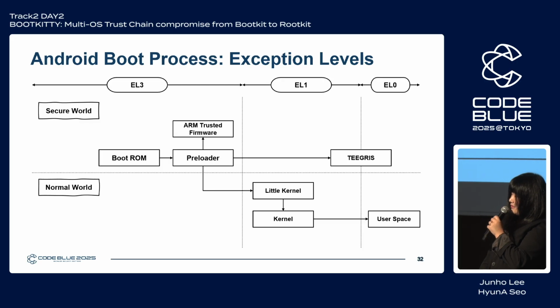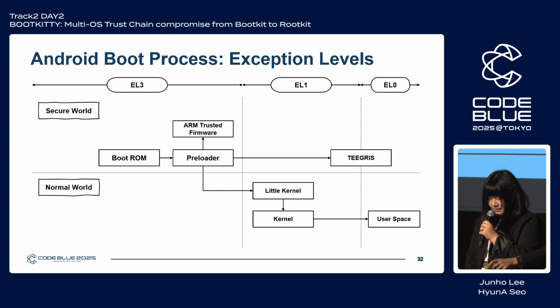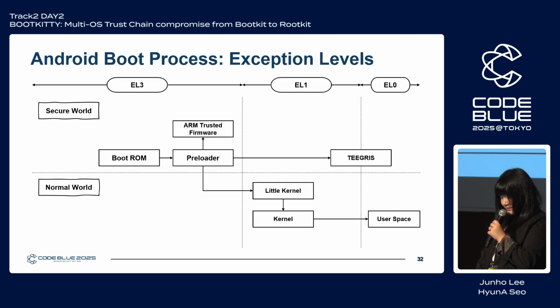Next, let's look at the Android boot process. We use a Samsung device for our analysis, and the boot process is divided into several exception levels. First, the code built into the ROM, launched at exception level 3, performs the initial boot setup, and then loads the bootloader into memory. Then, the bootloader runs at exception level 1, loads the kernel into memory, and prepares to start the kernel. Finally, the kernel runs at exception level 1, loads the main process, and completes the boot.